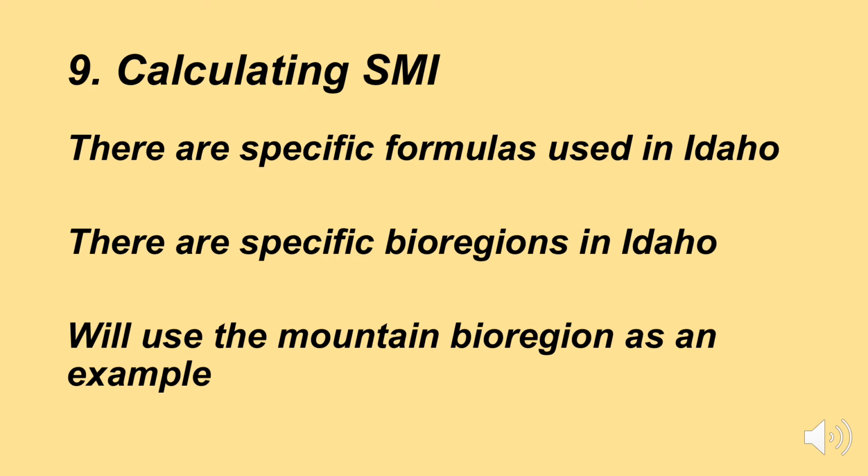There are specific formulas that we use in Idaho. Idaho is not all the same. We have a mountain region, we have a prairie region, we have a desert region. There are specific bioregions in Idaho. And in the example today, I'm going to use the mountain bioregion as an example. So we have a formula. Let's take a look at the mountain regions in Idaho for our main metrics.